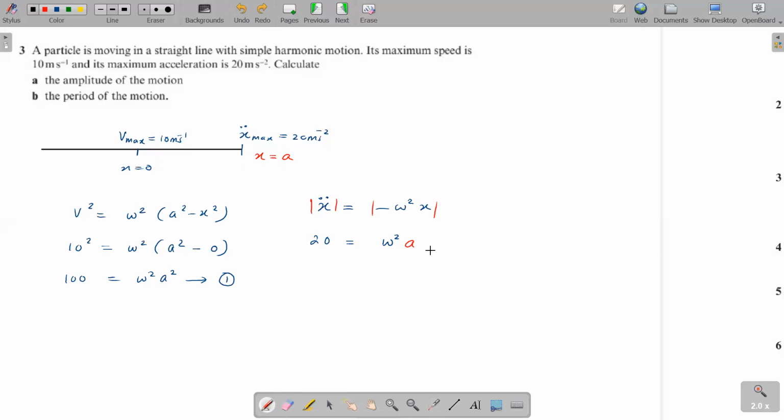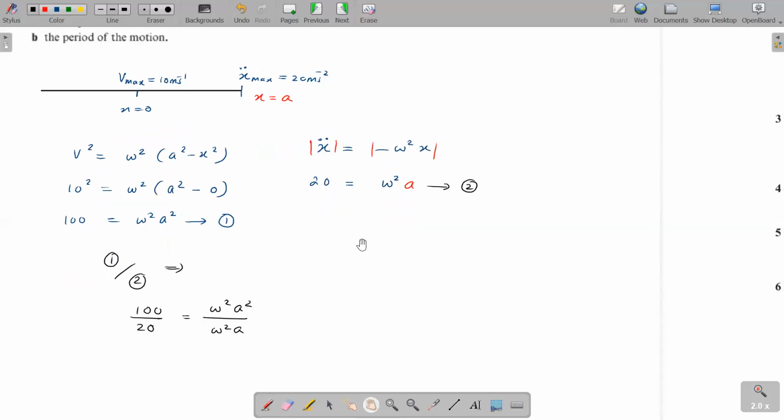So I think we can go for the division. Divide the equations: 100 divided by 20 equals omega squared a squared over omega squared a. So you can see omega squared completely cancels out. 100 divided by 20 is, do you agree, 5. a squared divided by a is a. So which means what? I get my amplitude is equal to 5. Do you agree? Amplitude is equal to 5.